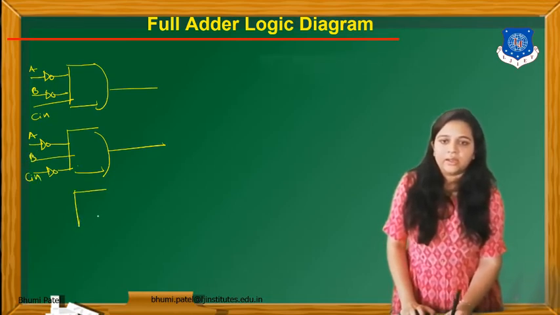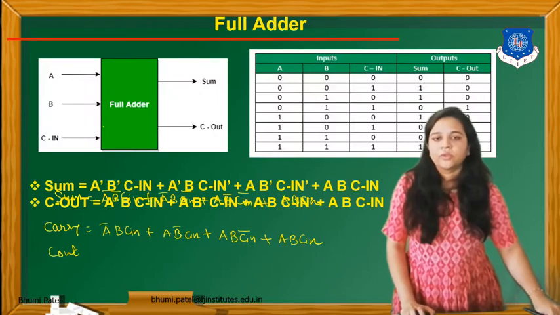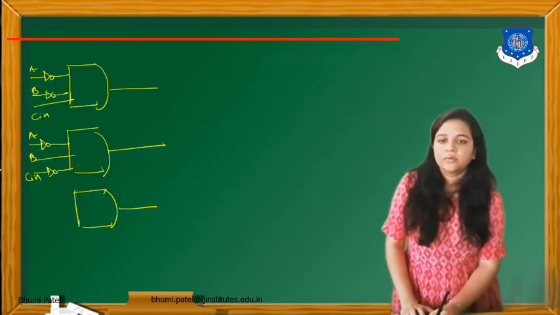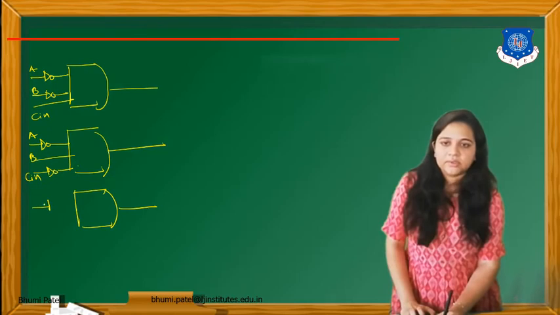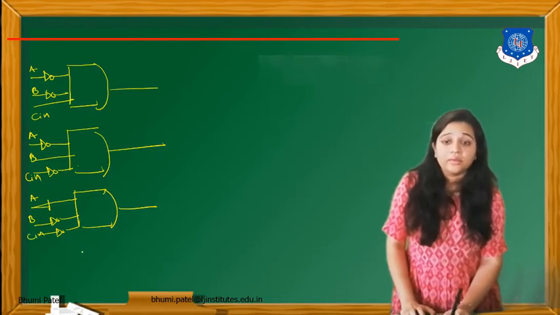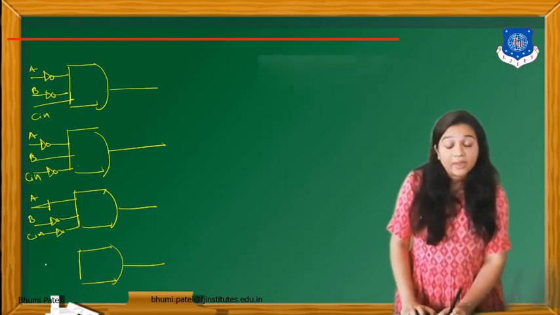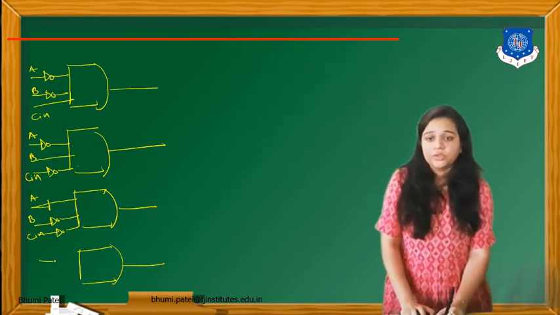The third AND gate, and the input of the third AND gate is A as it is, then B bar, and then the third input is C bar C in. And the fourth condition for the sum is when all the inputs are high, we can get the sum equal to 1. So A, B and C in.